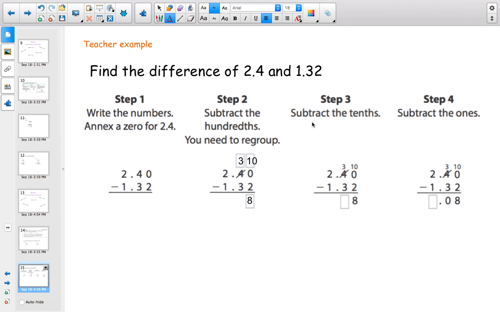We go to step 3. We're going to subtract the tenths. So 3 minus 3 is 0. Now we go over and we subtract the ones. And don't forget, you want to bring that decimal straight down, just like addition. 2 minus 1 is 1. So our final answer is 1 and 8/100.